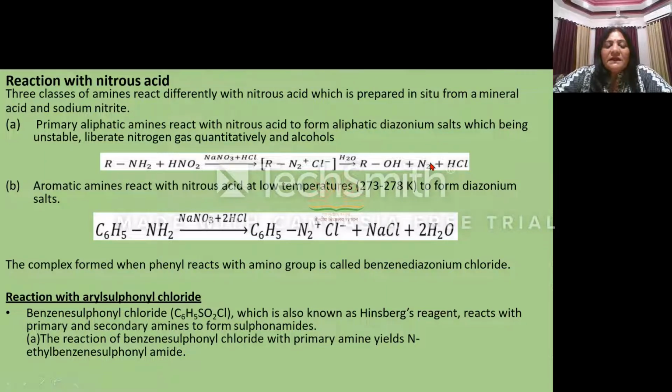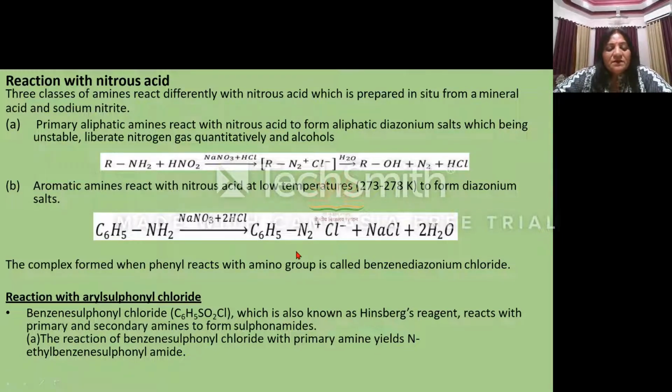Again, aromatic amine, aniline, reacts with NaNO2 and HCl. Again HNO2 is released by this reaction, and this gives benzene diazonium chloride plus NaCl and H2O. Learner, you know this compound is very important, and we had already studied it in the chapter Haloalkanes and Haloarenes, chapter 10. A number of preparations can be done from this benzene diazonium chloride: all the haloarenes, phenol, and cyano compounds we can prepare.